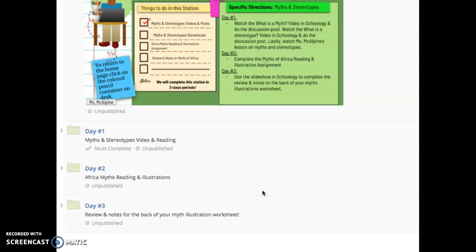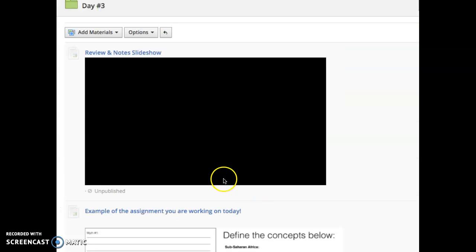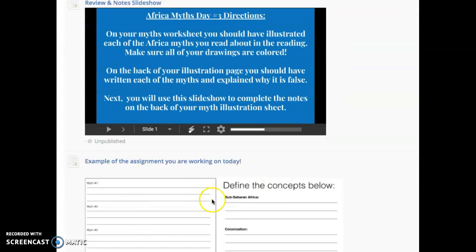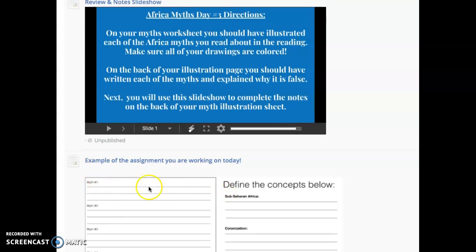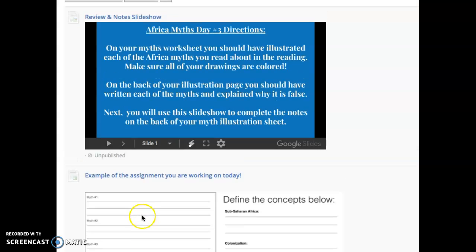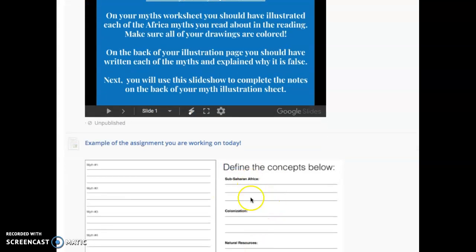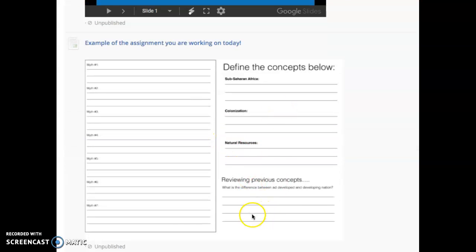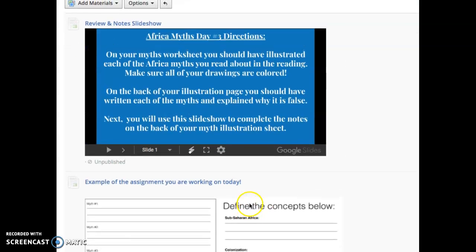we are going to flip that sheet over. And here's an example of what it looks like on the back. We're going to write why each of the myths are false, okay, or not true. And then we're going to define some of these concepts over here on the right-hand side of your handout, that green handout in your packet.